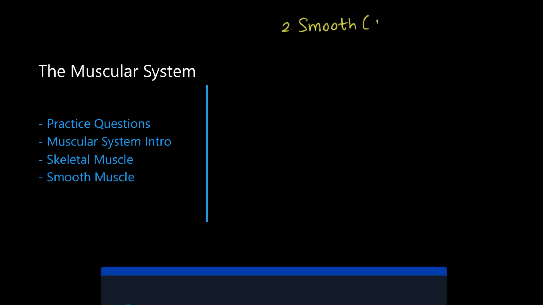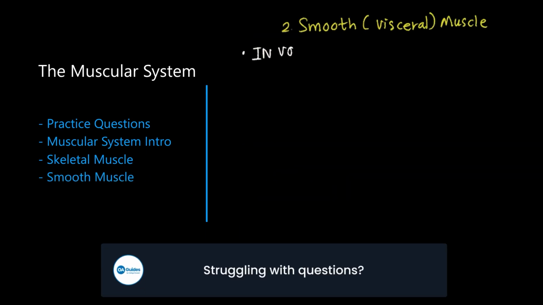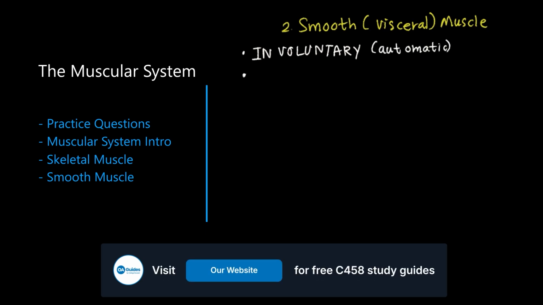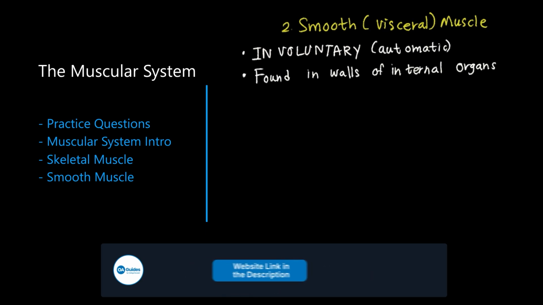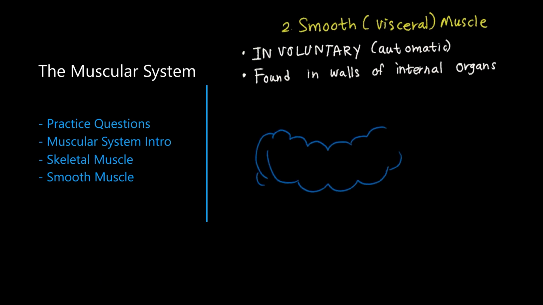The second type is smooth muscle, also known as visceral muscle. You do not have voluntary control over this type of muscle. It works automatically. It's found in the walls of your internal or visceral organs.